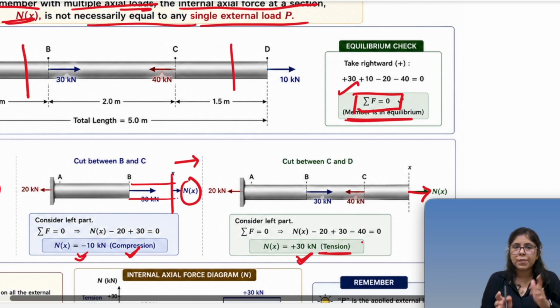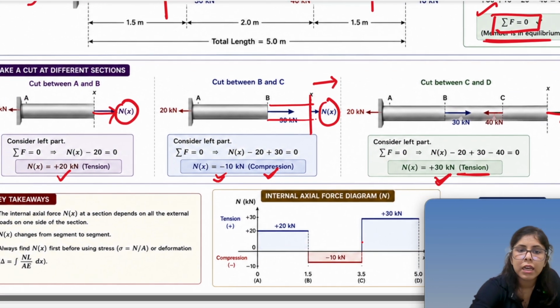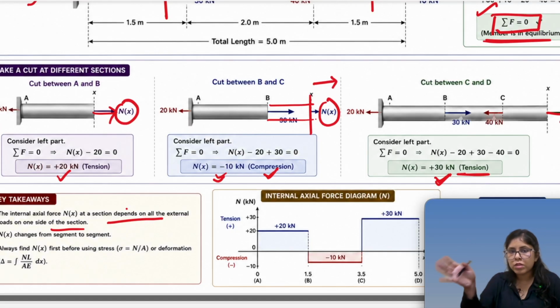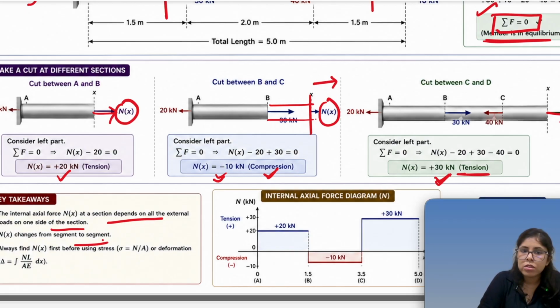So can you see the internal load coming at every section is different, right? This is our key takeaway: the internal axial force at a section depends on all external loads on one side of the section, not the other side, just one side. The same result will come if I consider the other side of the load also. It will not come as a different value, you can check it. Nx changes from segment to segment.